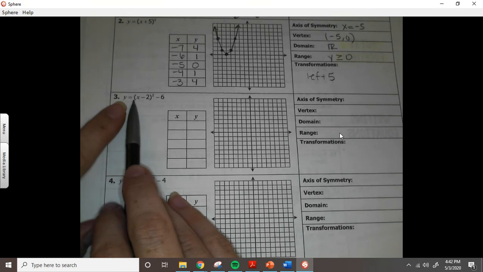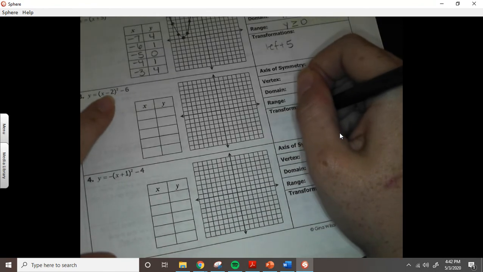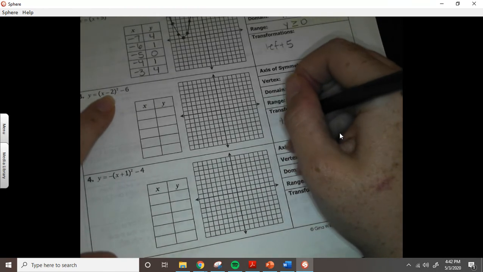Is there going to be a reflection? No, because there's no negative. Is it going to be a stretch or a compression? No, because A is 1. So none of that. But I do see parentheses and I do see a K. So I see an H and a K, so I know it's going to be moving. We can write translate.